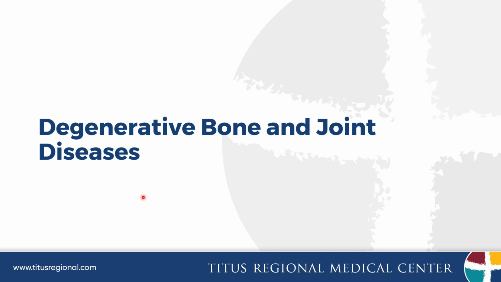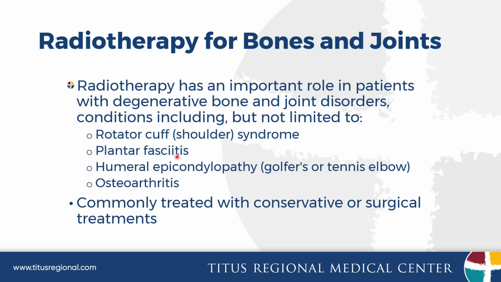Moving on to the next category, which we will call degenerative bone and joint diseases, we're going to start off talking about what conditions we could treat. So as mentioned before, these conditions can include, but are not limited to, something such as shoulder syndrome, otherwise known as rotator cuff syndrome, plantar fasciitis, golfer's and tennis elbow, and osteoarthritis. And most commonly, we would treat this conservatively, that is with over-the-counter medications, sometimes prescription medications, and then also very commonly, surgical treatments.